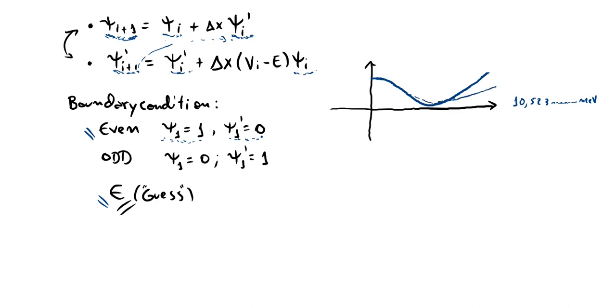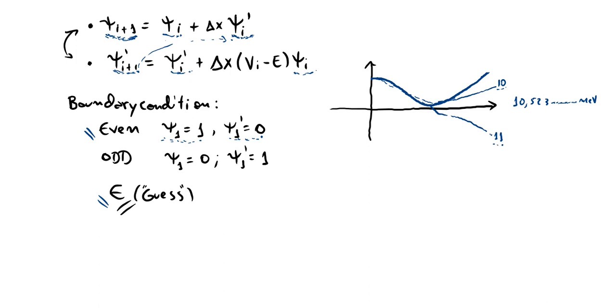When you choose the energy equal to 11, you see that the wave function now diverges to the wrong place. It diverges down now. This is the one where you guess that the energy is 10, and this is the one where you guess that the energy is 11. So you will know that the correct energy is in between 10 and 11.